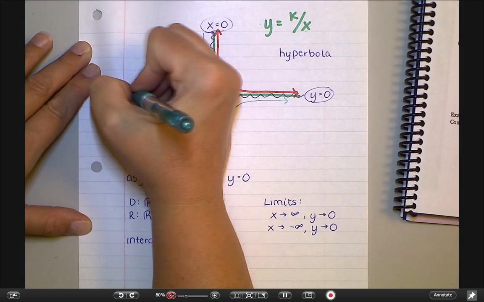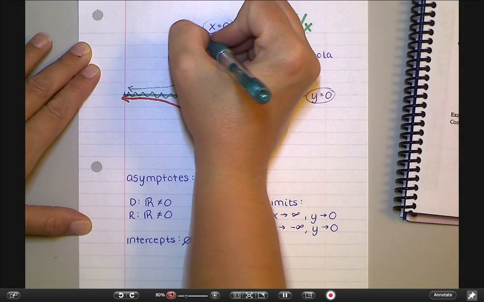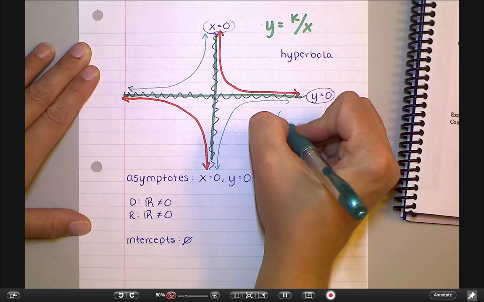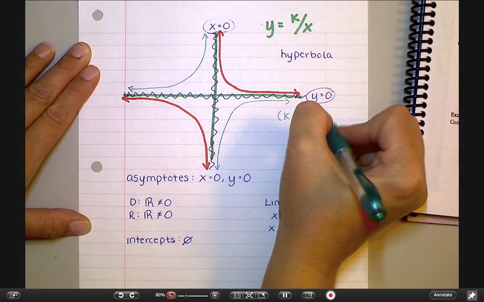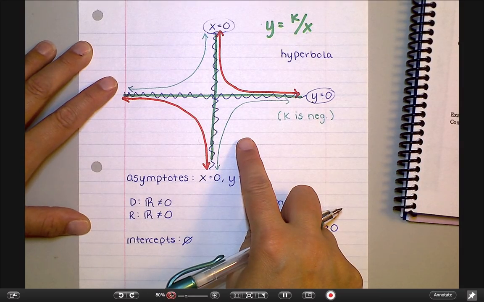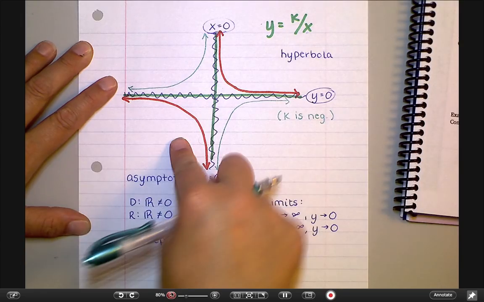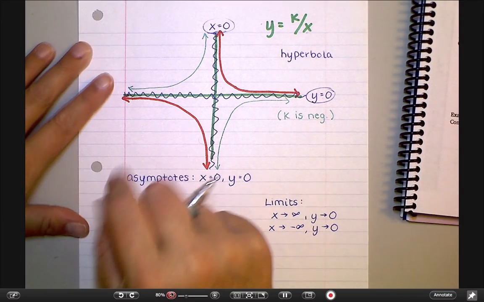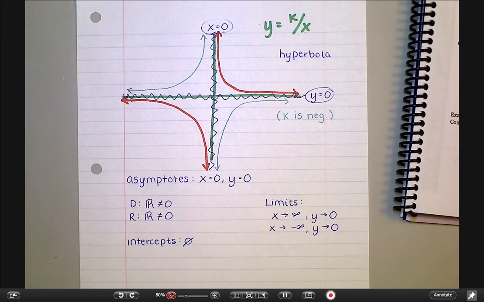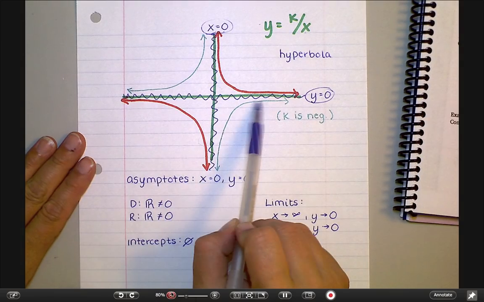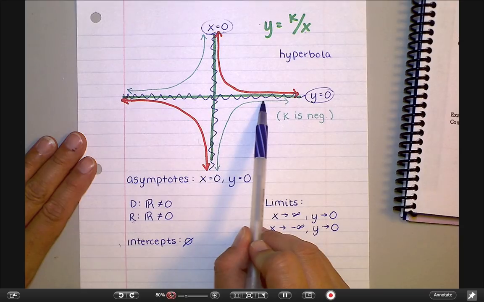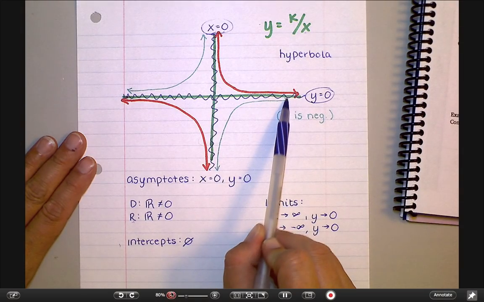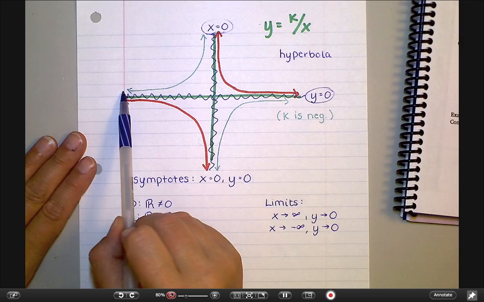Kind of ignore the red for right now. Okay? And so this green represents when k is negative. Then it shifts so that it's in quadrants 2 and 4 instead of 1 and 3. That really doesn't change much about the graph. You still have asymptotes in the same places, which means your domain and range and your intercepts, none of that changes. And even your limits stay exactly the same because this is still approaching 0. Again, it's just approaching from underneath.